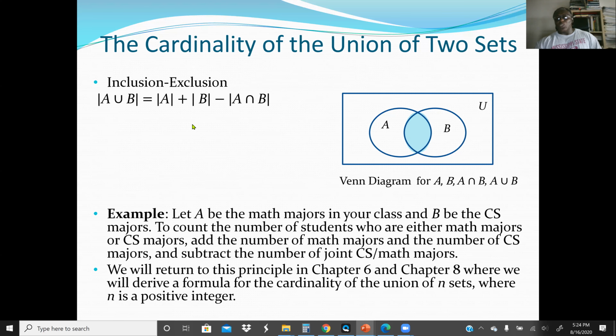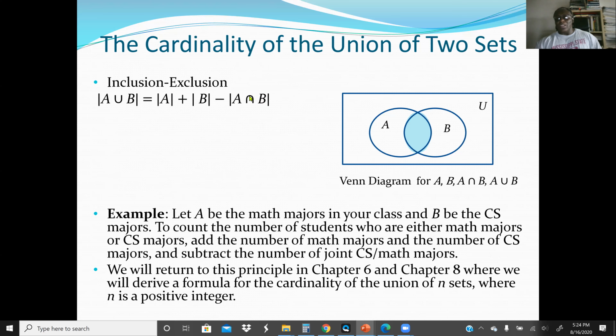We saw this concept in probability, the special addition rule, or it's called the general rule. So you can see that A union B means all the elements in A plus all the elements in B minus the elements that are in both A and B, which means we want to remove the duplicate. We are not going to count the duplicate.